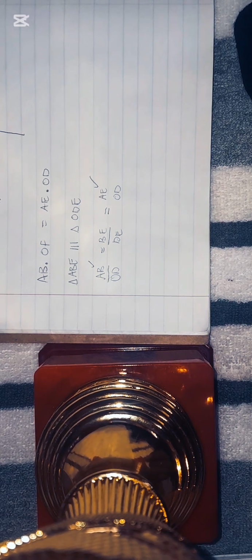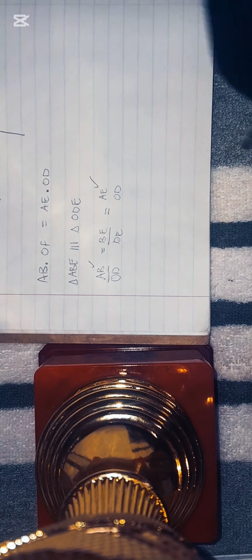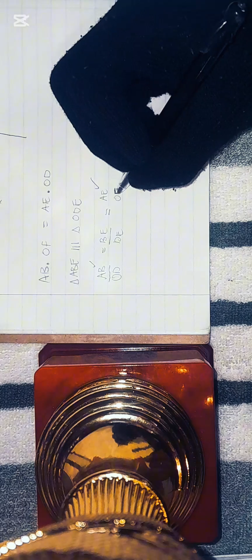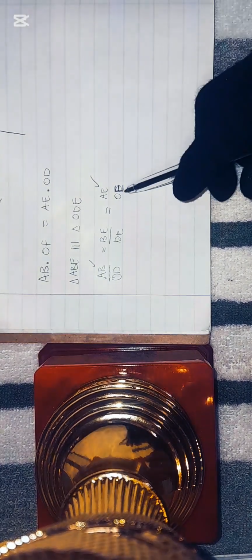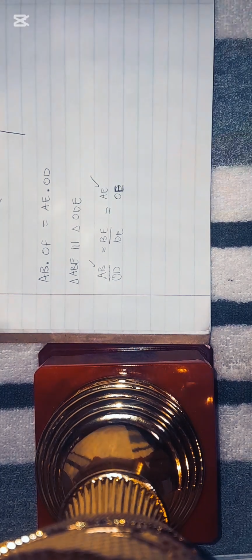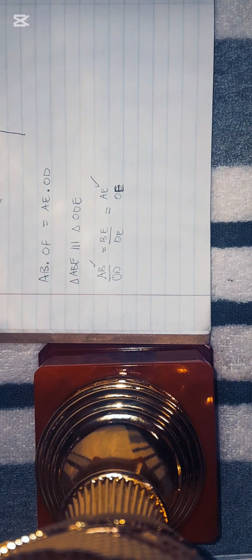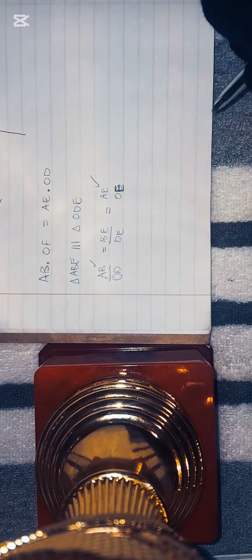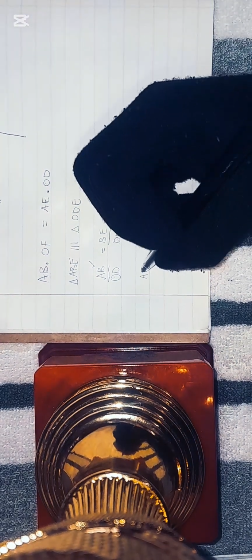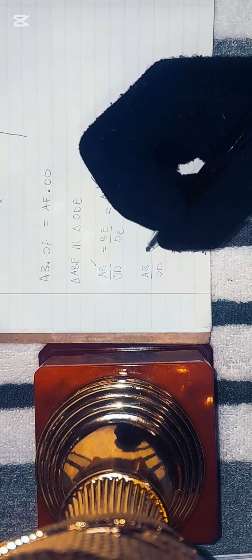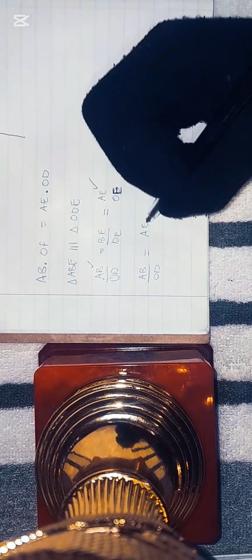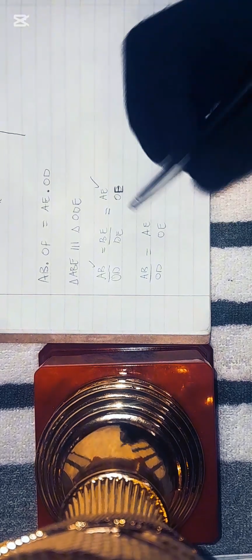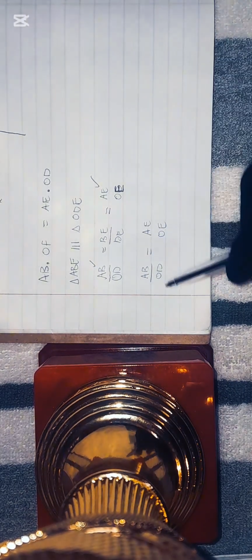Okay. Let me check. I feel like I'm making a mistake here. Yeah, it's supposed to be OE here, not OD, because of OE, the last one. Okay, I think everything is now set, so I could take those two and write them below as they are. AB over OD equals AE over OE. So I just copy this down here.